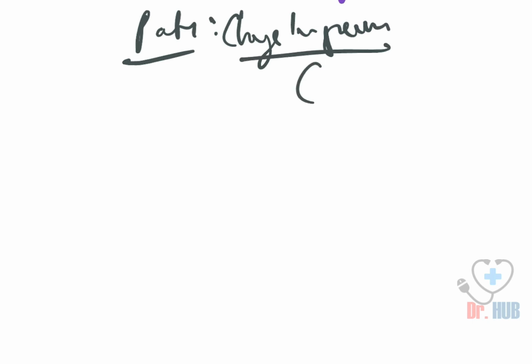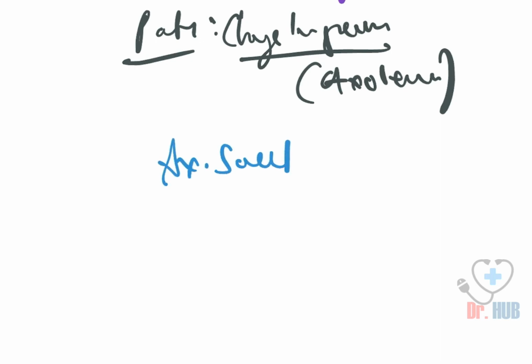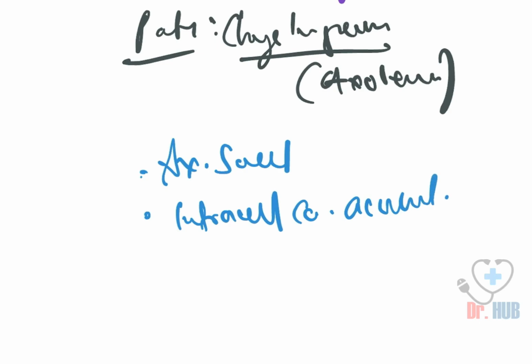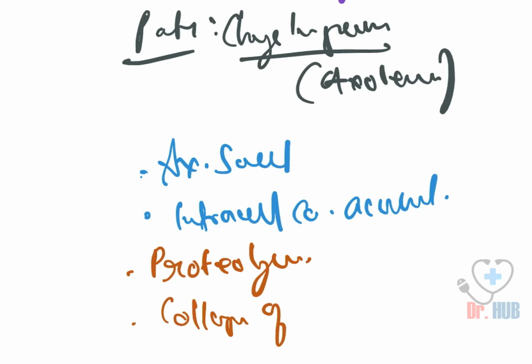Next, looking at the pathology of diffuse axonal injury, there is a change in the permeability of the axolemma. Next, there is also the axonal swelling, and there is intracellular calcium accumulation. Next, there is also the presence of proteolysis. Then collapse of the cytoskeleton.